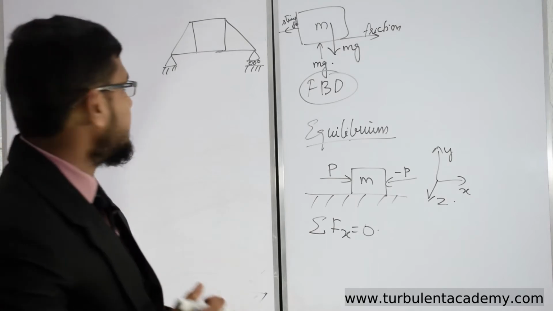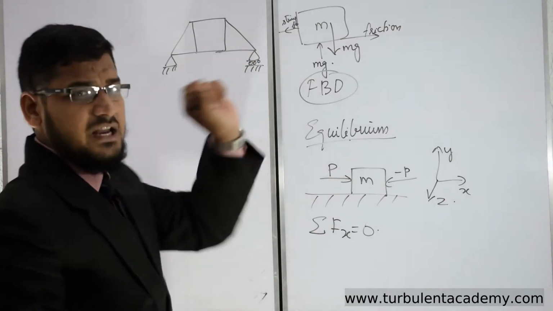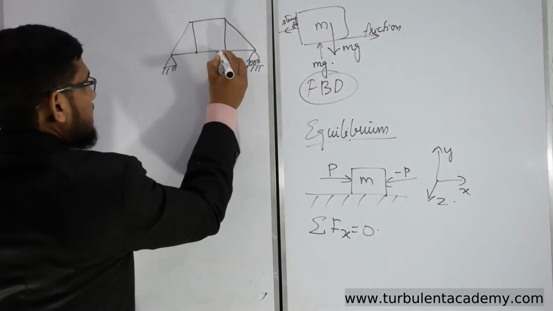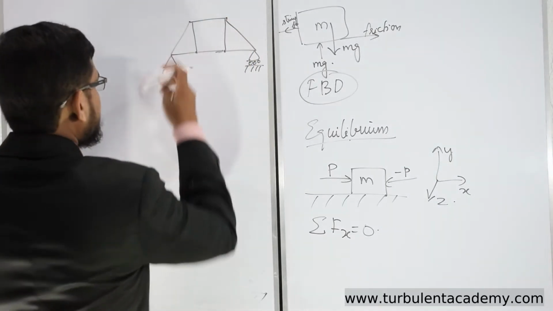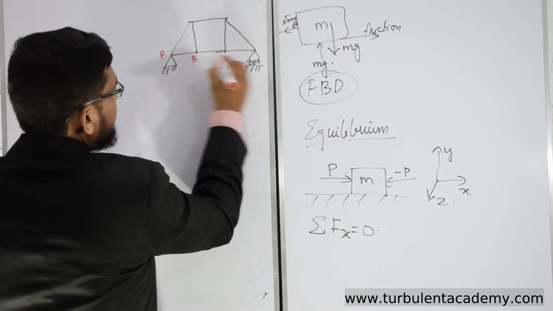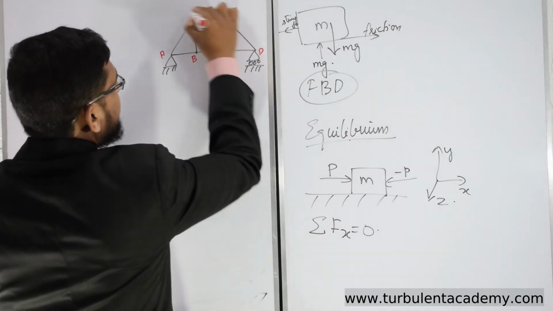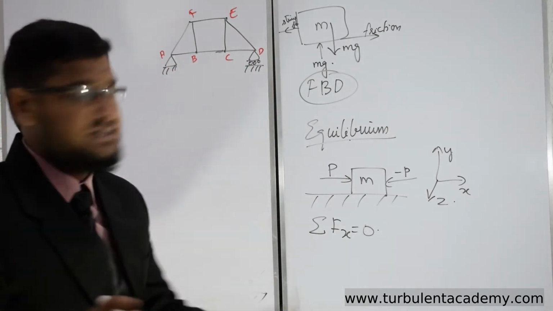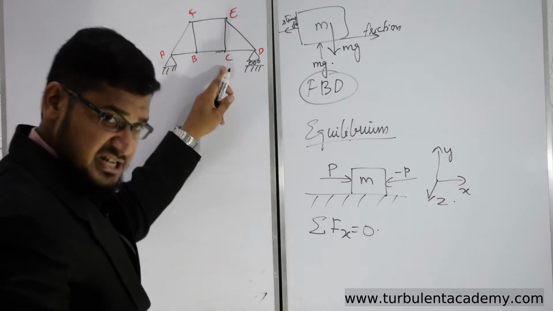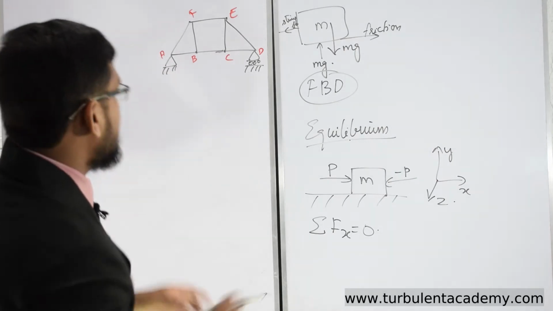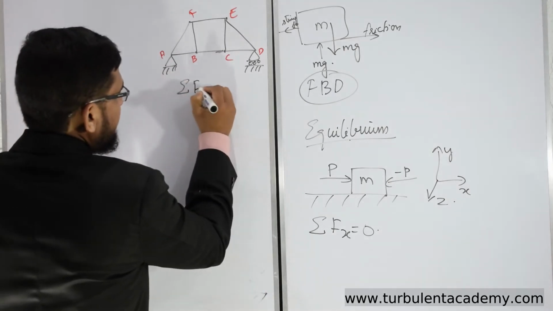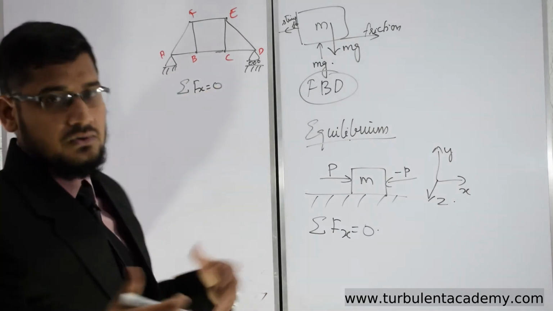So this is a structure. I could say each and every point is in equilibrium. For example, I'm going to label the points A, B, C, D, E, F. Point A is in equilibrium, point B is in equilibrium, point C, point D, every point is in equilibrium. So we could apply the summation of horizontal forces equal to 0.